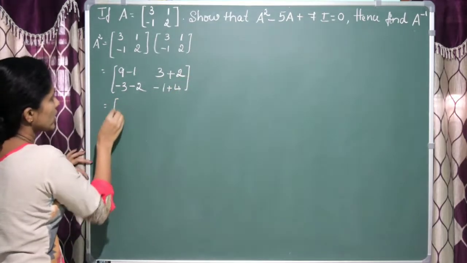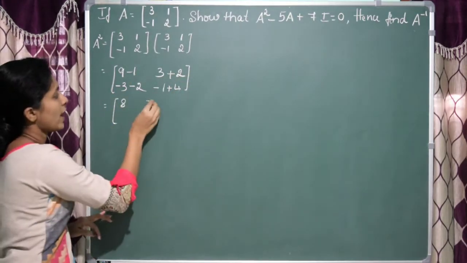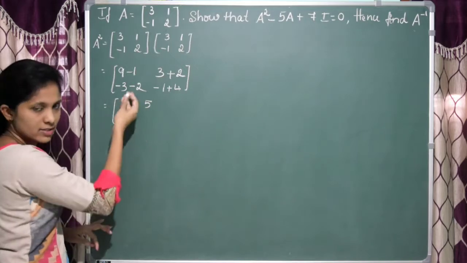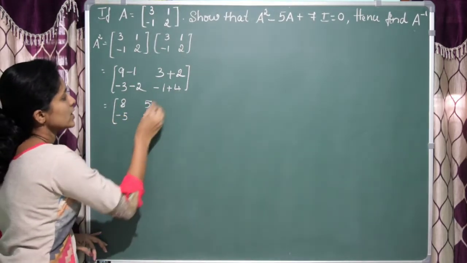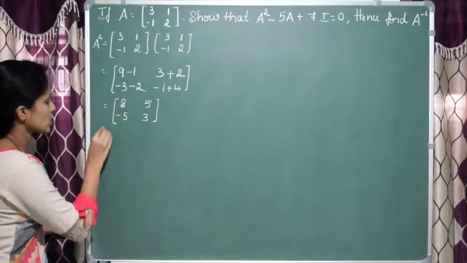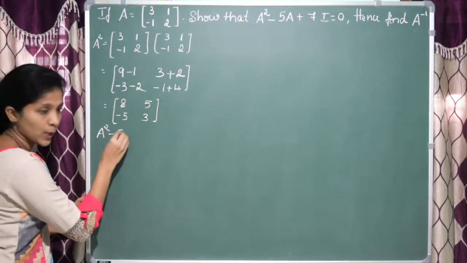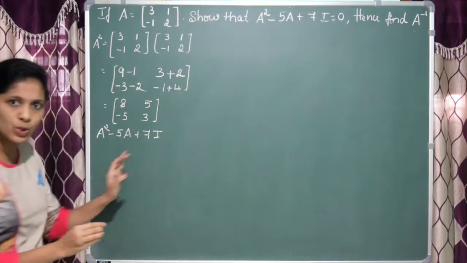Now we got A square as 9 minus 1 will be 8. 3 plus 2 is 5. Minus 3 minus 2 will be minus 5. Minus 1 plus 4 will be 3. So we got A square. Now we will substitute in this directly. A square minus 5A plus 7I. We have to prove this is equal to 0.